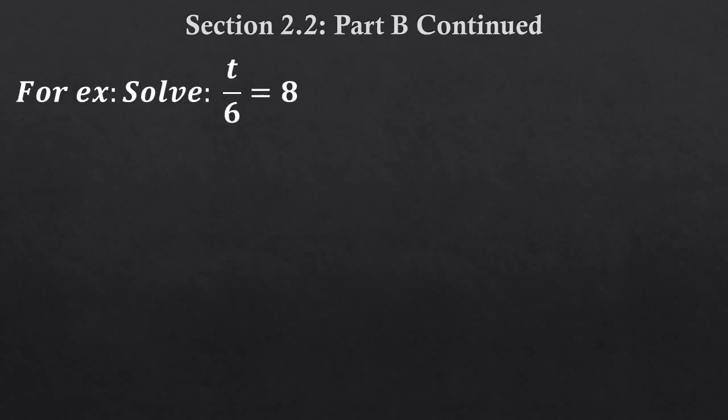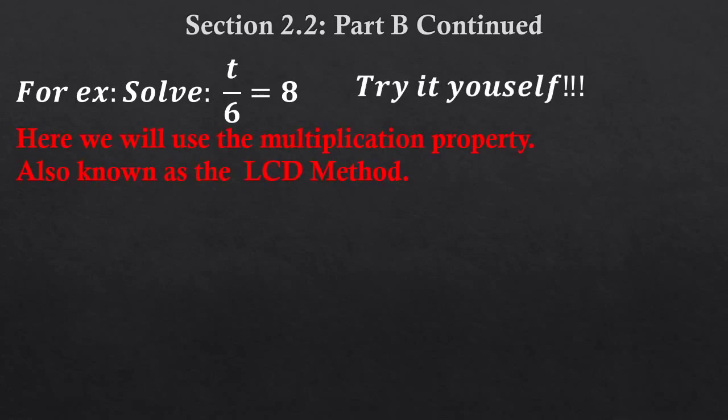Solve t over 6 equals 8. Same principle here. We will use the LCD method. In this case, the LCD is 6 because it's the only denominator here. So both sides of the equal sign are multiplied by 6. Once again, on the left-hand side, you notice that the 6's cancel out, leaving the t by itself. On the right-hand side, you have a positive 6 times a positive 8, which will give you positive 48. So t equals 48.